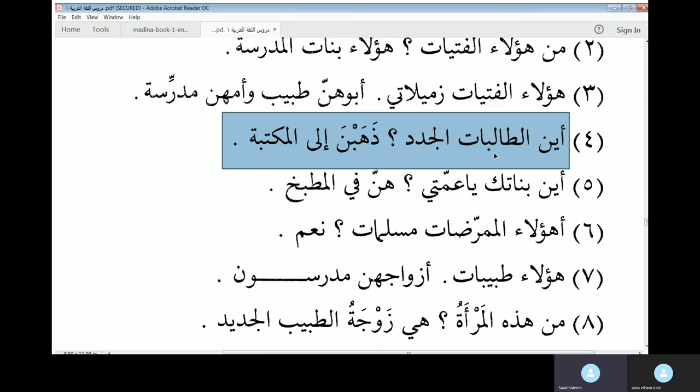Aina talibatul jududu. Talibat, the female students. Where are the new female students? Zahabna ilal maktabati. They all went to the library. Okay.